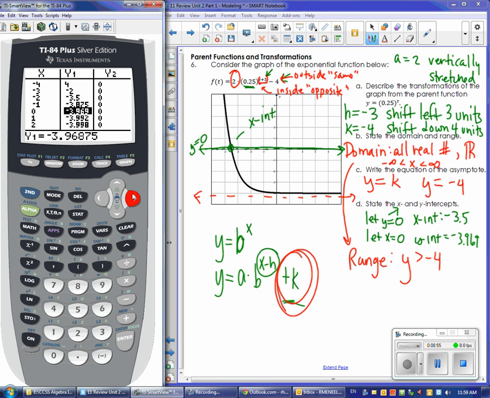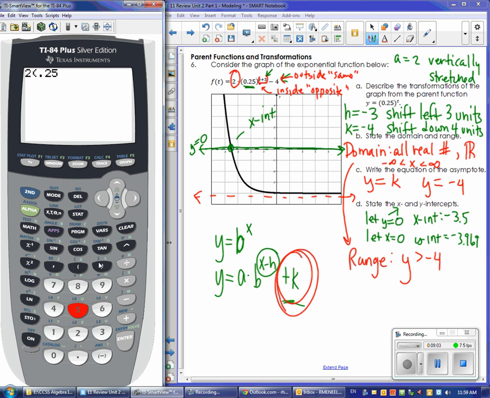The other thing you can do is just plug 0 into the equation. If you go to your home screen and just type in 2 times the quantity 0.25, close that out, and then raise it, and then in parentheses you'd want to do basically 0 plus 3.